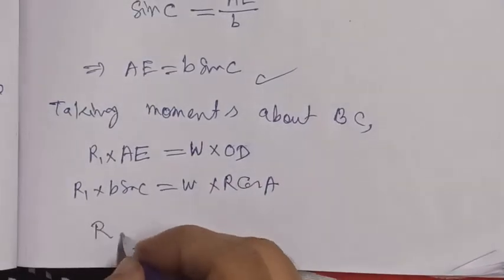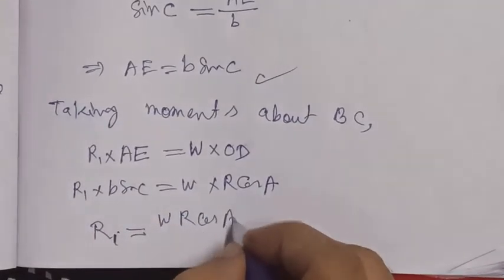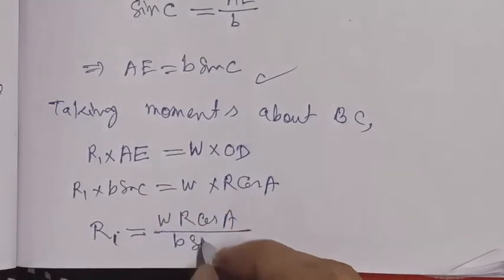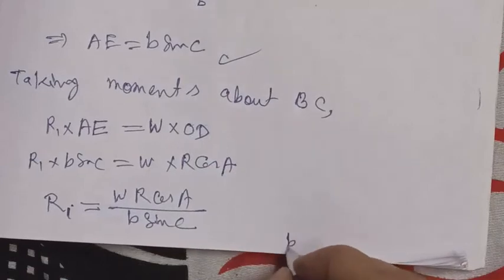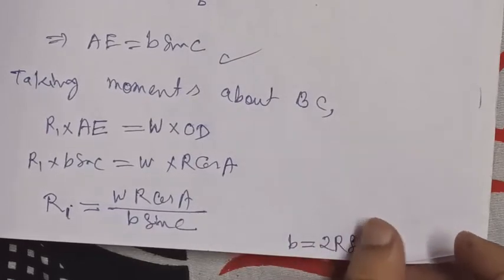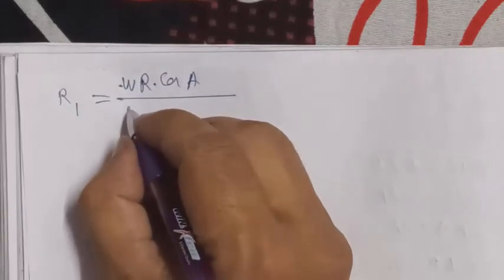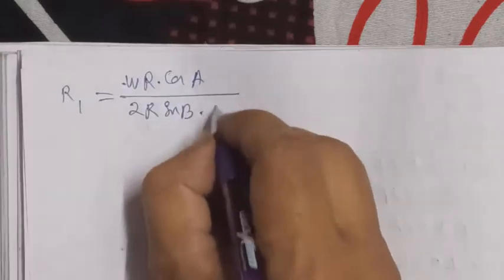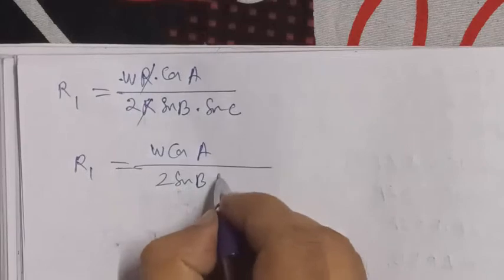If we want R1, because we want the ratio of R1, R2, R3, we find the value of R1 by transposing B sin C to the right hand side. Now we put the value of B by sine rule, or from property of triangle we know that B is equal to 2R sin B. So we put this value in here. We get R1 is equal to W into R into cos A upon 2R sin B into sin C. Cancel out R, we get R1 equals W cos A upon 2 sin B sin C.